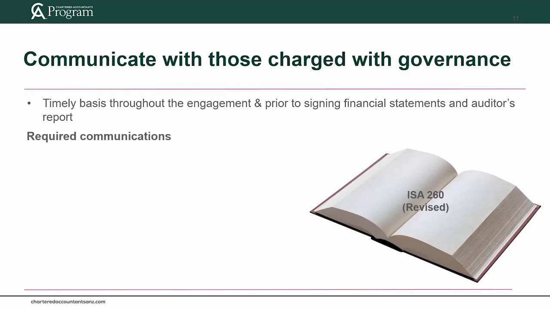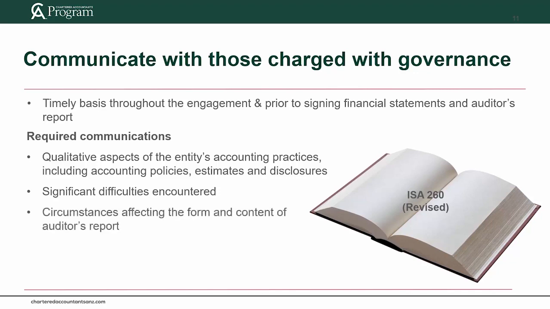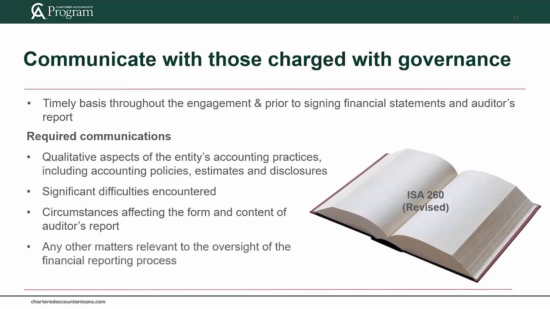In terms of the required communications, they are qualitative aspects of the entity's accounting practices, including accounting policies, estimates, and disclosures. For example, what is our view on management's accounting estimates, judgments, and assumptions? Significant difficulties encountered. Were there any significant delays or issues getting the supporting documents? Circumstances affecting the form and content of auditor's report. For example, are we qualifying the opinion, or are we adding any key audit matters? And finally, any other matters relevant to the oversight of the financial reporting process.